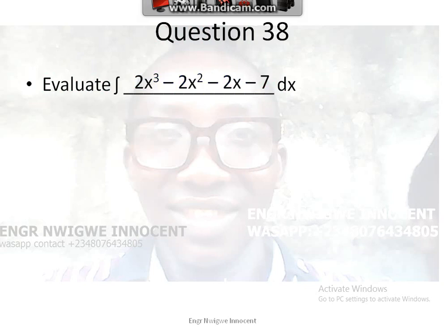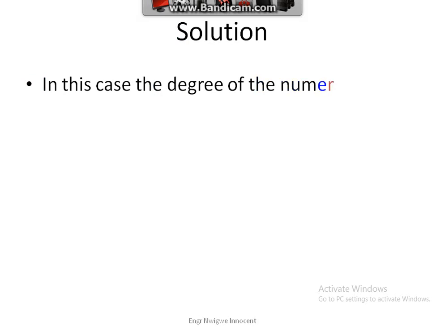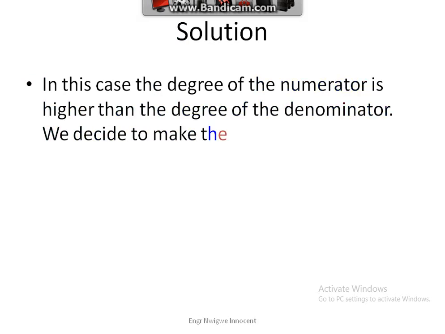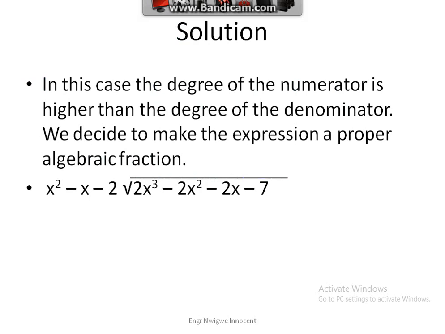Question 38. Evaluate the integral of (2s^3 - 2s^2 - 2s - 7) over (s^2 - s - 2) ds. Solution. In this case, the degree of the numerator is higher than the degree of the denominator. We make the expression a proper algebraic fraction by dividing 2s^3 - 2s^2 - 2s - 7 by s^2 - s - 2, times 2s.